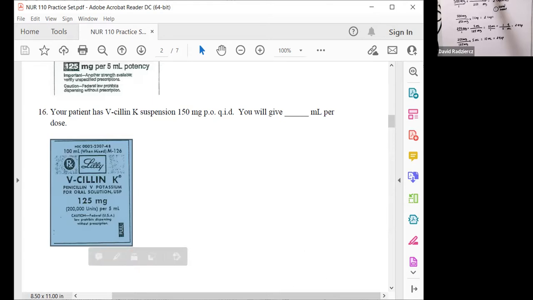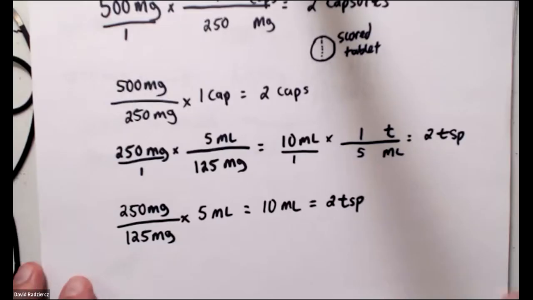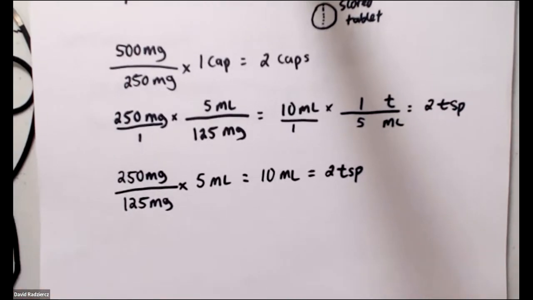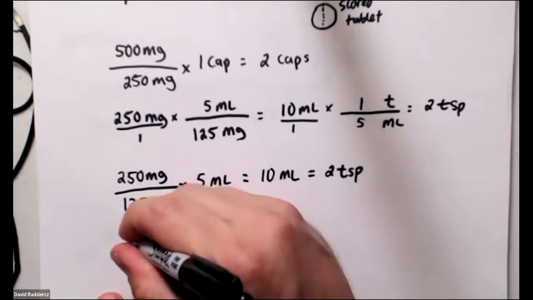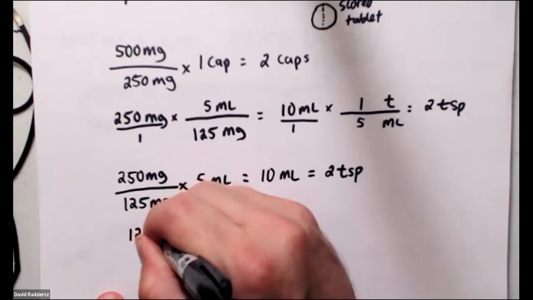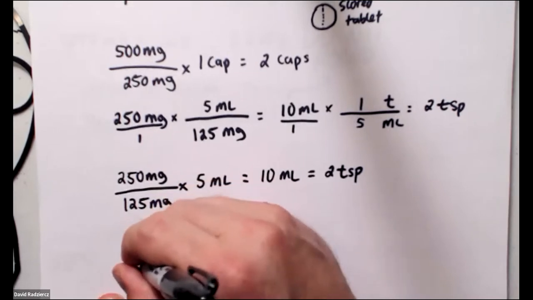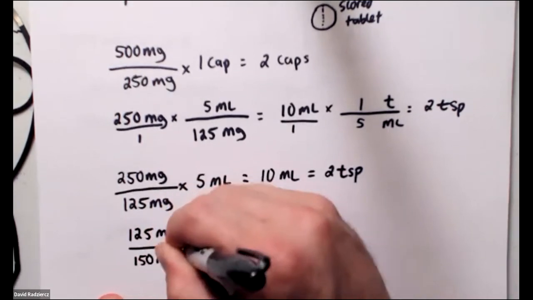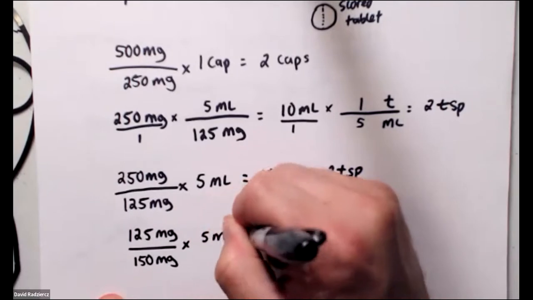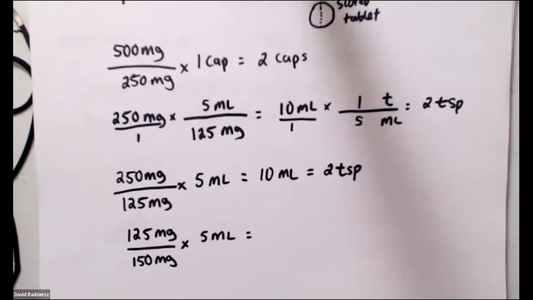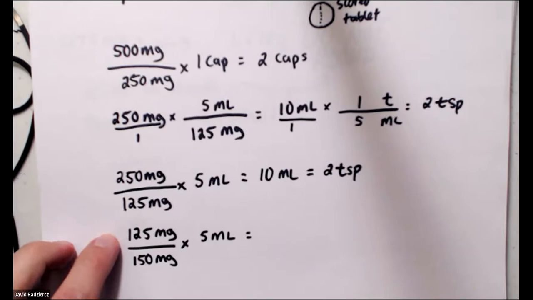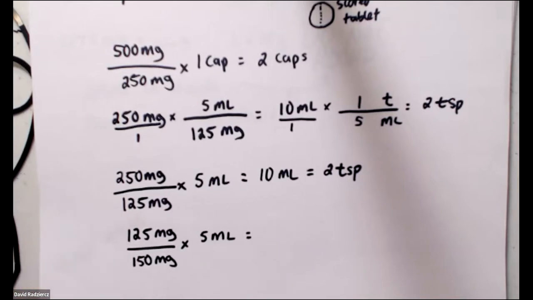So let's go back and we can do this one here. And I'm just going to do this ordered over half. So my order is 125 milligrams. But what I have available is actually 150 milligrams for every 5 ml. Now you might be looking at that and saying, oh no, the order is less than what's available. That's okay. That just means we're going to give less of a milliliter when we do that.